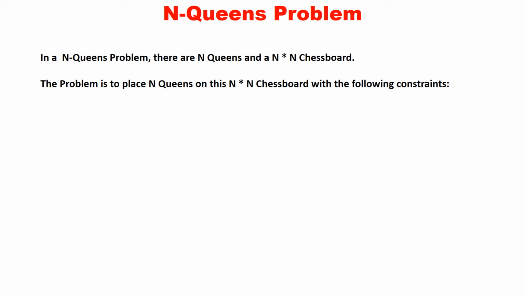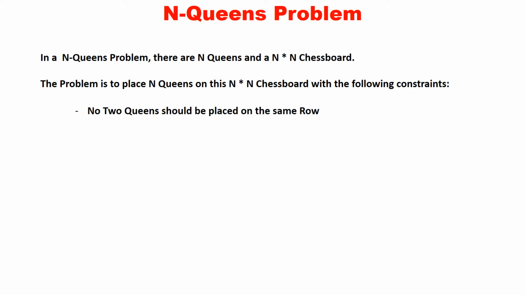Next, we shall go to n-queen's problem. See, in n-queen's problem, we have got one n cross n chessboard and also we have got n queens. What we have to do is we have to place these n queens on that n cross n chessboard in such a manner that no two queens are placed in the same row, same column or same diagonal. So in n queens problem, there are n queens and an n cross n chessboard. Yes. The problem is to place n queens on this n cross n chessboard with the following constraints.